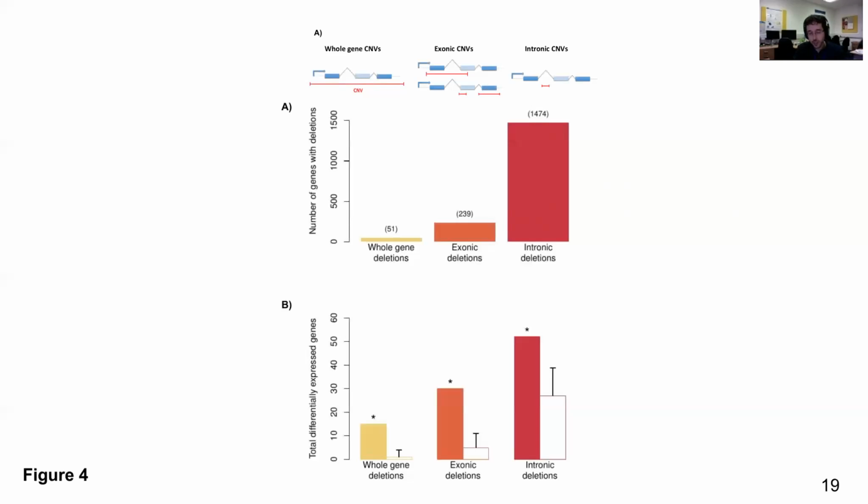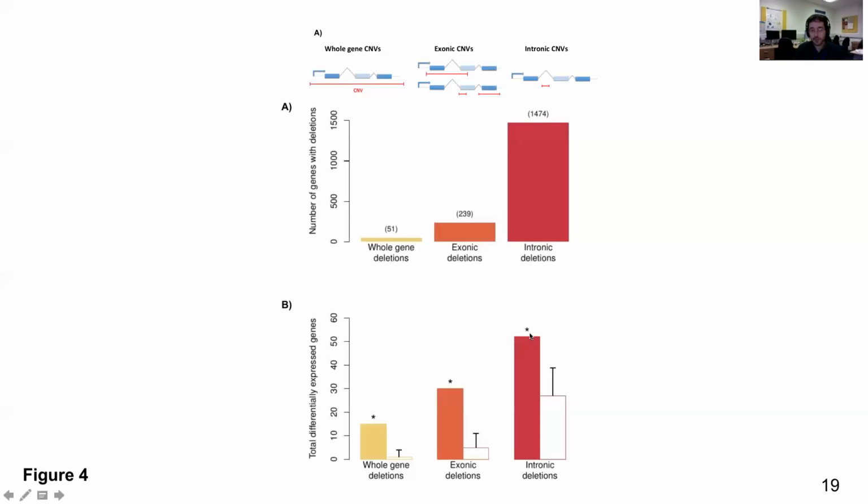And also we only considered cases where the only 2 possible cases were the normal state, 2 copies, or 1 copy, hemizygous deletion. And then on the bottom figure, you can see the actual number of differentially expressed genes. We found about 15 genes that are differentially expressed when you have whole gene deletions, about 30 with exonic deletions, and about 52 with intronic deletions.